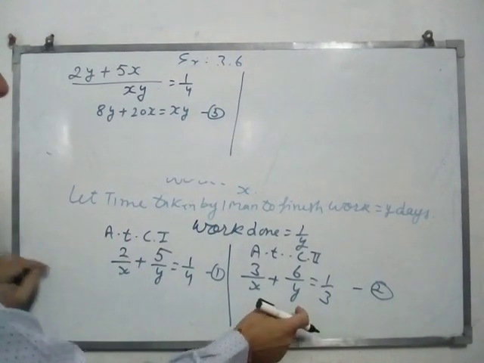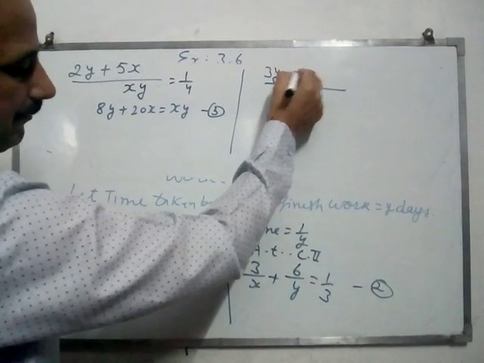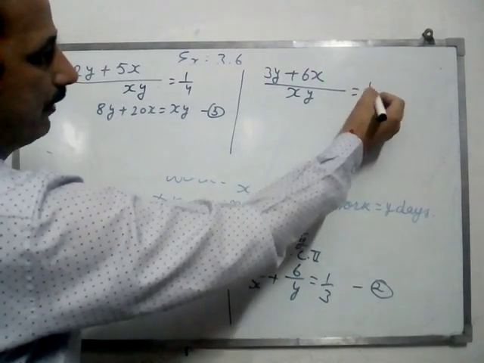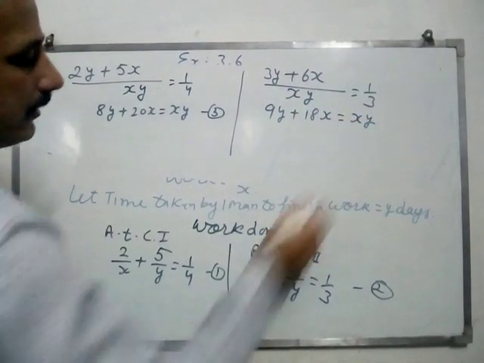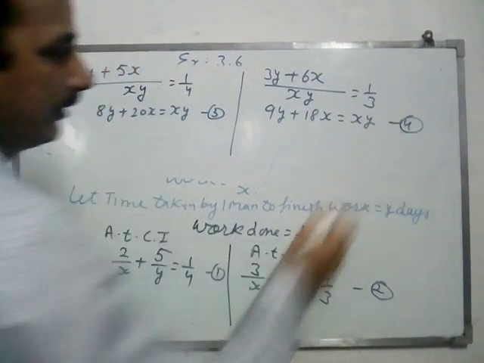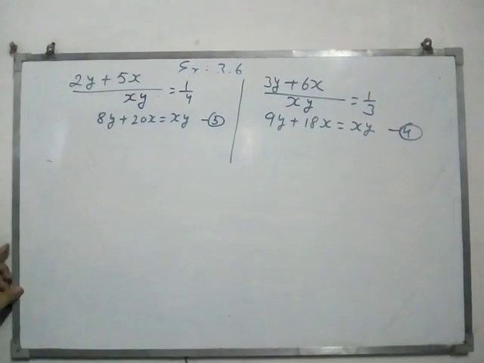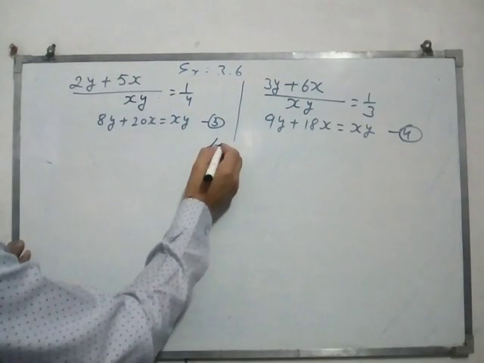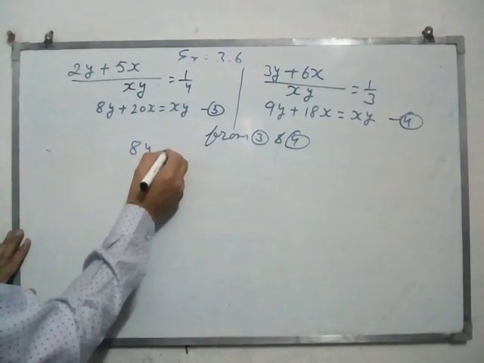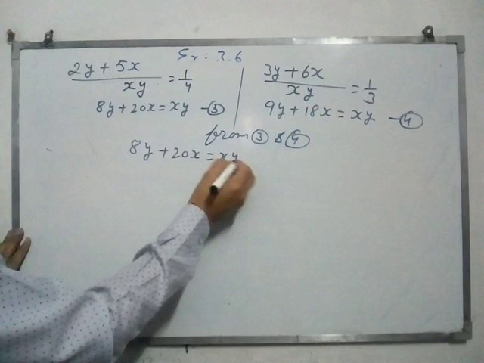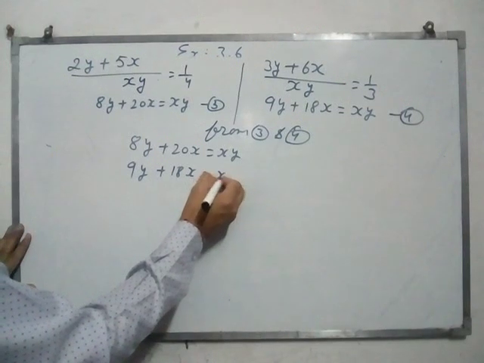And similarly, we take the LCM here, xy is the LCM. It becomes 3y plus 6x equal to 1 upon 3. So it becomes 9y plus 18x equal to xy. That is equation number 4. So from equations 3 and 4: 8y plus 20x equal to xy, and similarly, 9y plus 18x equal to xy.